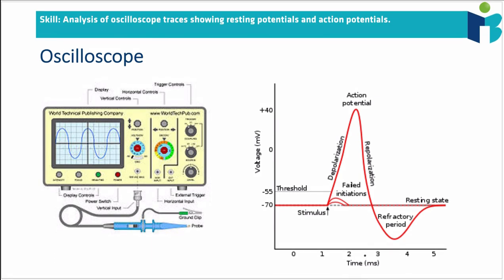You are specifically told to be able to analyze an oscilloscope showing the traces of resting potentials and action potentials. All this means is basically what we've already done. An oscilloscope is something that measures the voltage across two areas. It has two areas that can sense voltage, and it produces a graph that looks like this. You'll probably be asked what's happening at different points on the graph, and then you relate it to the different proteins in the membrane. I hope that made sense. You just have to be able to describe why we have action potentials and how they're caused individually.